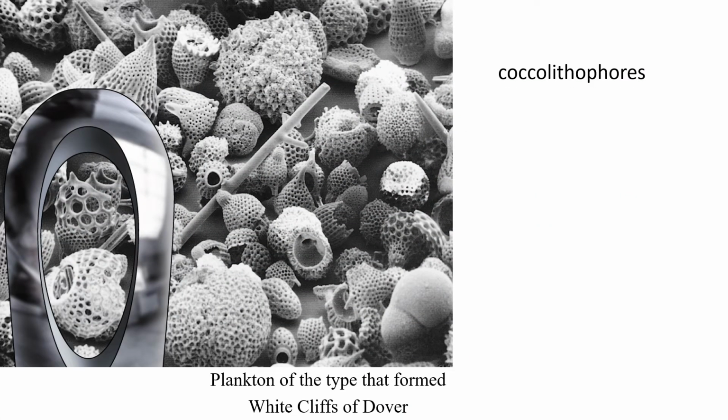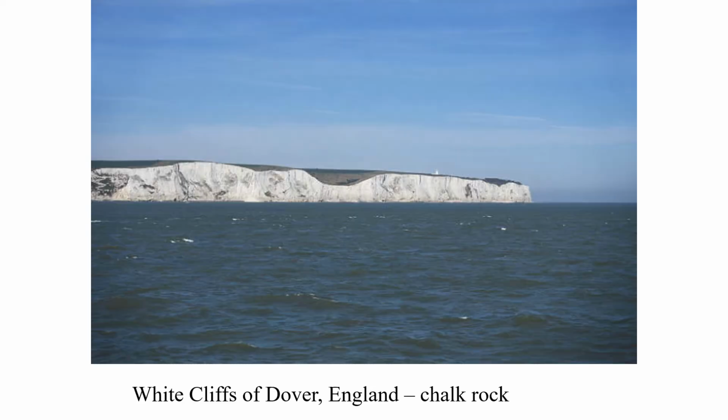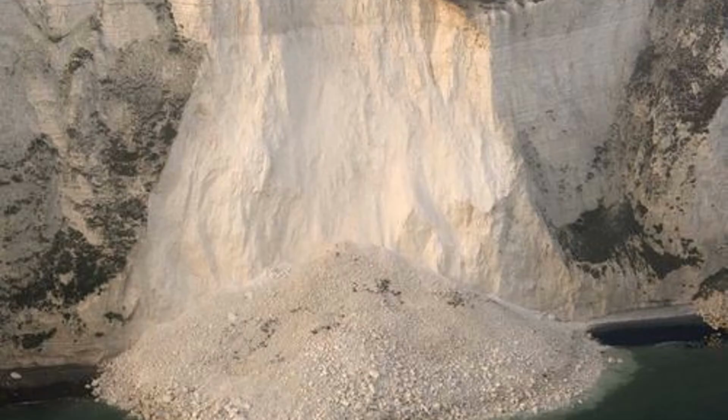What you're looking at here, they are microscopic. You would not be able to see these. They've been magnified. They're called coccolithophores. This is a plankton, lives in the ocean, and this is what the White Cliffs of Dover are made from. White Cliffs of Dover, southern part of England, very extensive, very recognizable. So it's basically chalk. And it's very erodible. You can see here's a landslide into the ocean. This happens all the time with the chalk.